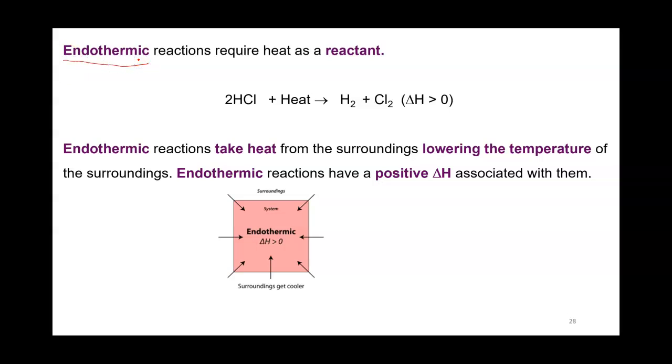Some reactions are what we call endothermic. They require heat as a reactant. They will always have a positive enthalpy change. As endothermic reactions take heat from the surroundings, they will lower the temperature of the surroundings. And just once more, the key giveaway that a process is endothermic is that it will have a positive enthalpy change associated with it. So summarizing all in the one diagram, endothermic processes have a positive enthalpy change. They take heat from the surroundings, which results in the surroundings getting colder.